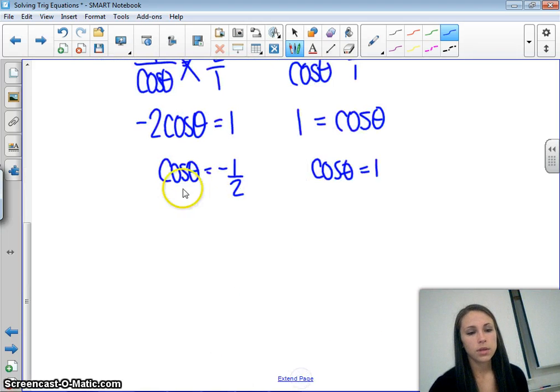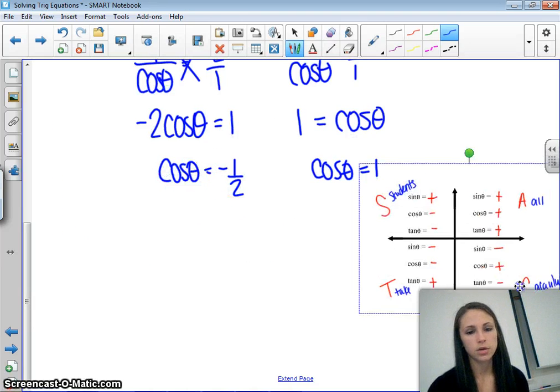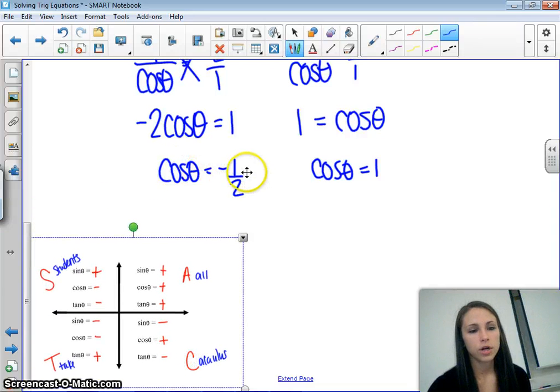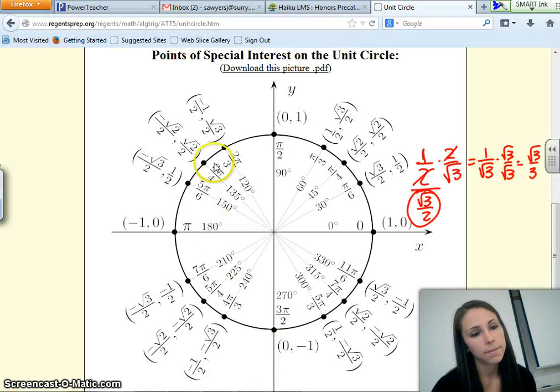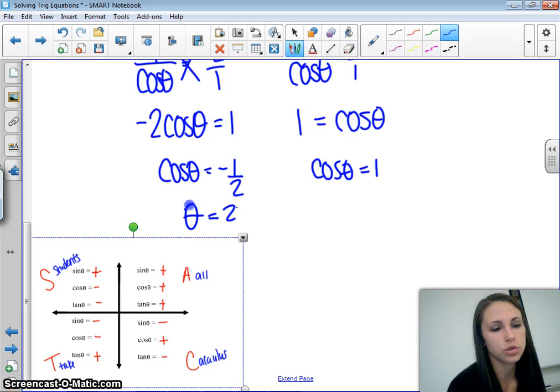Alright, so now I'm looking for where the x coordinate, and I'm going to copy and paste this over. So I'm looking for where cosine is negative. And cosine is going to be negative in the second and the third. So I'm looking for an angle in the second and the third where the x coordinate is negative 1/2. And so that's going to be 2 pi over 3 and 4 pi over 3. So right here theta equals 2 pi over 3 and 4 pi over 3.